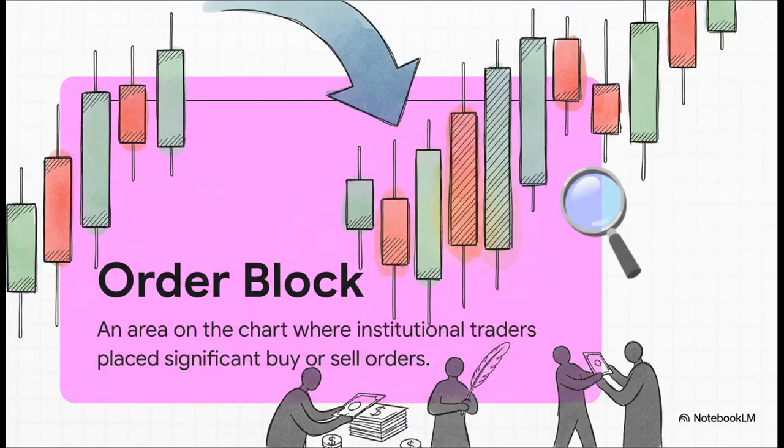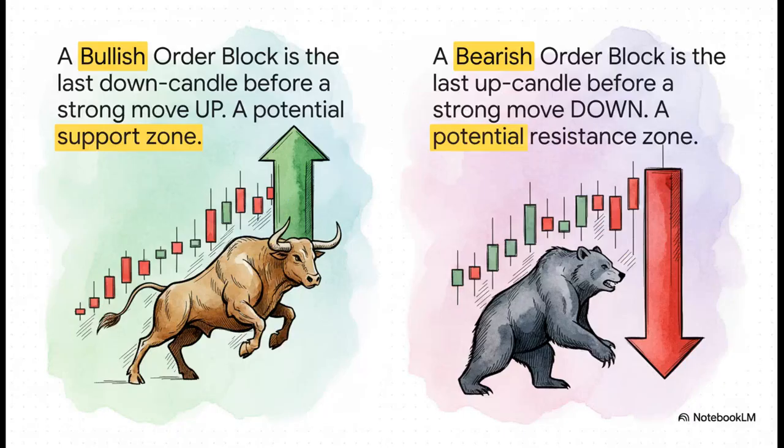Think of it like this. An order block isn't some random candle. It's a clue. It's a very specific area on your chart that basically screams, hey, right here. This is where the big institutions stepped in with huge market-moving orders. This is where they either load up on positions or get rid of them right before they send the price flying.